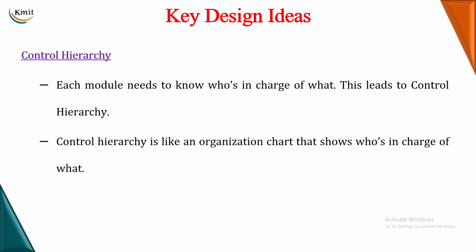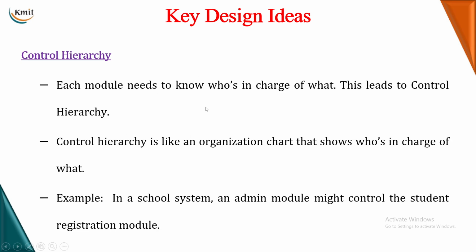The next one is control hierarchy. Control hierarchy shows which level is controlled by which particular user. For example, in an organization you will have the principal, then the HOD, then faculty, then students. Your control hierarchy should talk about what the controls of the principal are, what can be controlled by a teacher, and what can be controlled by a student. You have to show that particular hierarchy in your design also. That is called control hierarchy.